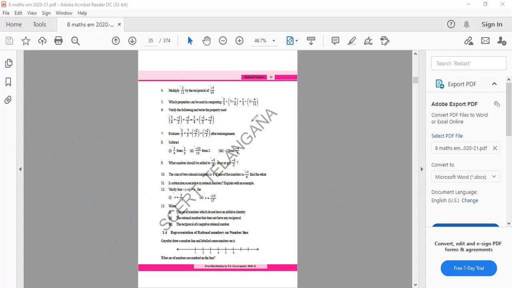Okay, because the second one is very simple. Listen very carefully. From 2, subtract minus 32 by 13. So it becomes 2 by 1 minus into minus, plus.